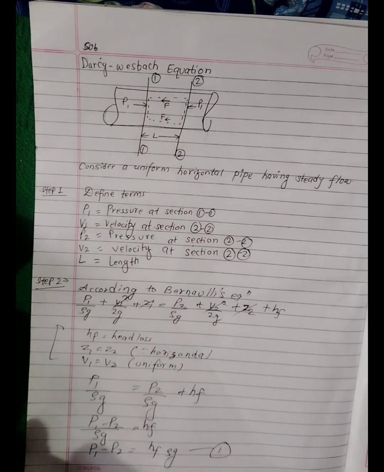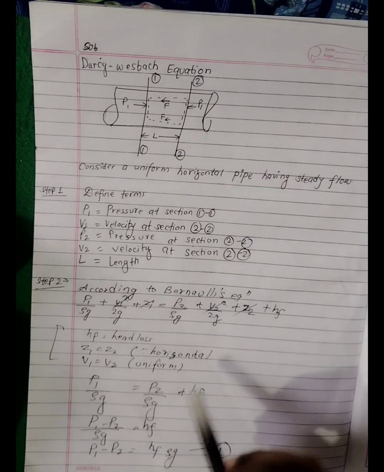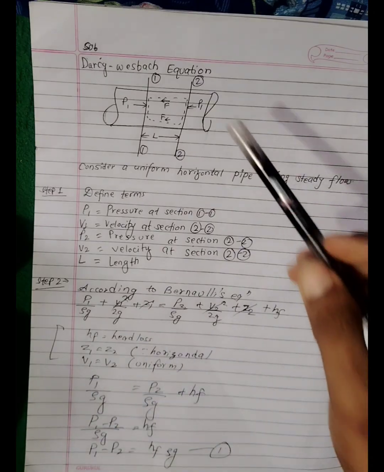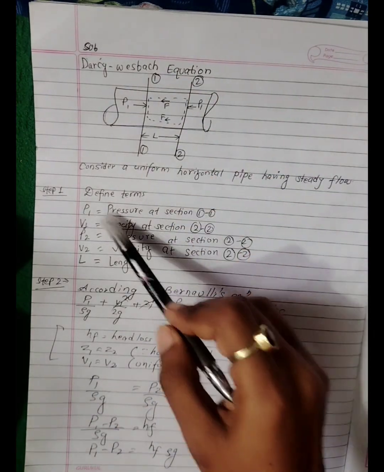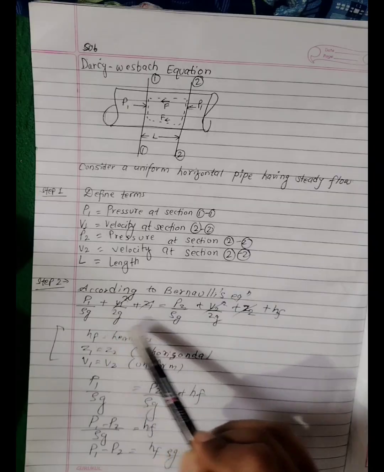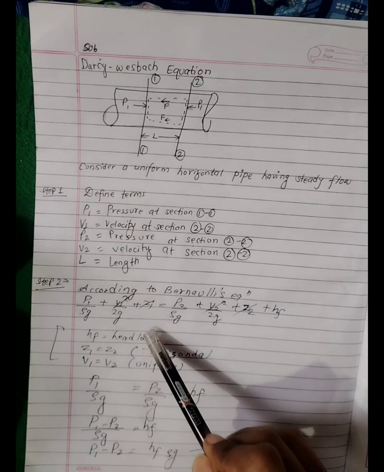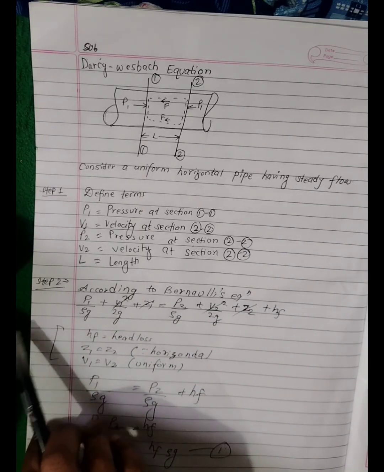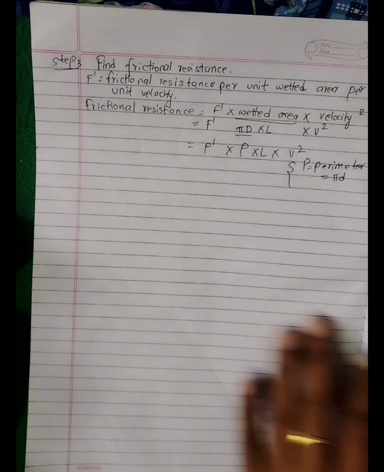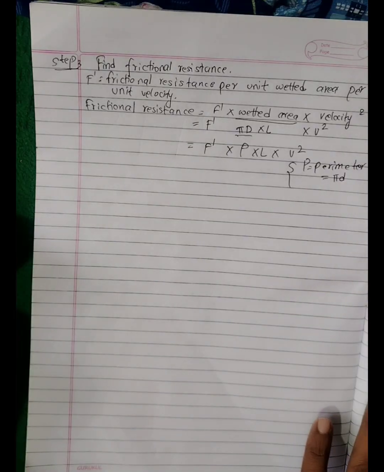Recalling the process, step 1 we define the terms, step 2 we use Bernoulli's equations and find out the term p1 minus p2 equals hf rho g. And the main thing we have to remember is z1 equals z2 because the pipe is horizontal, and v1 equals v2 since the water flowing through the pipes is uniform. Step 3 we find out the frictional resistance.